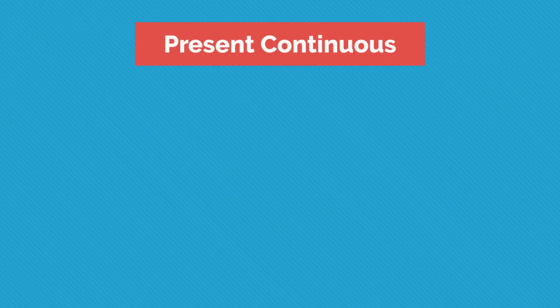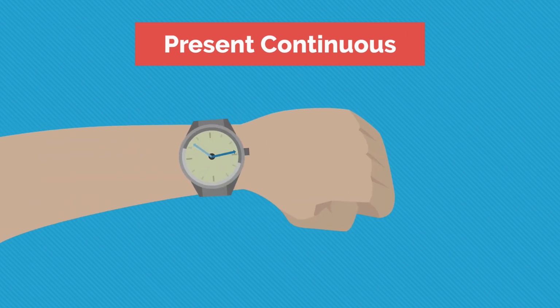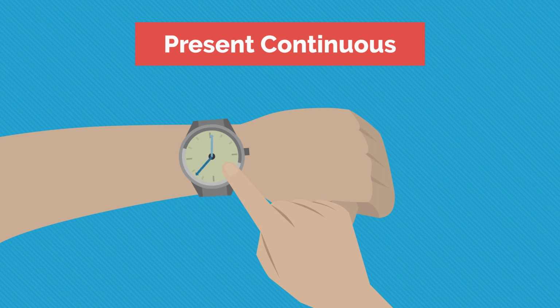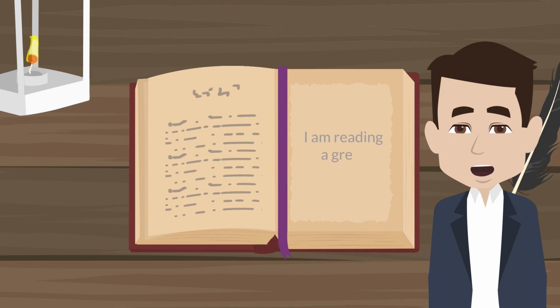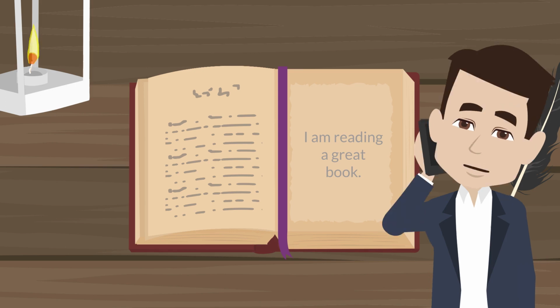The present continuous can also be used to talk about events that are happening right now but are not yet finished. For example, I am reading a great book. This indicates that I am in the process of reading a book, but I am not yet finished. It can also mean that I might not be reading at this exact moment.